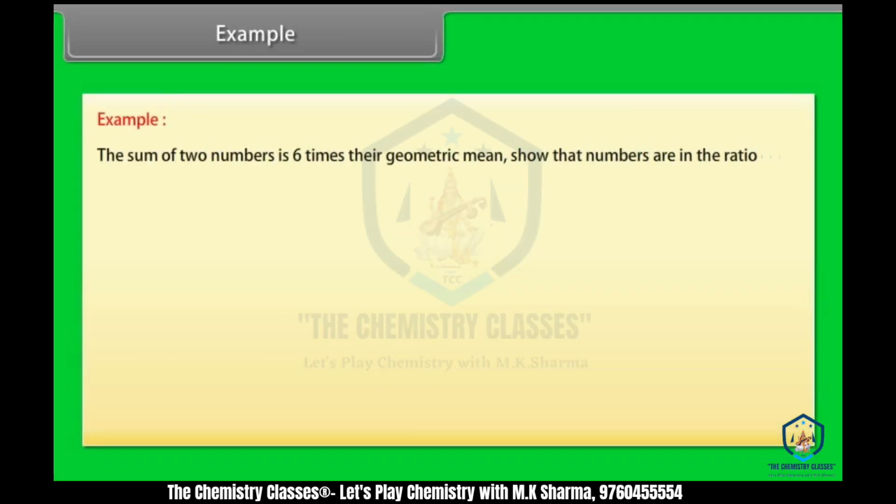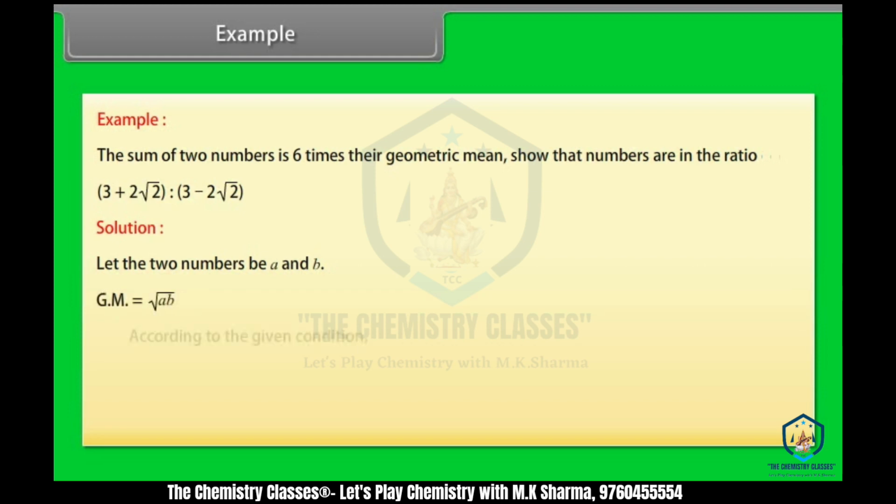Example. The sum of the two numbers is 6 times their geometric mean. Show that numbers are in the ratio. Solution. Let the two numbers be A and B. Geometric mean equals square root of AB. According to the given condition, A plus B is equal to 6 into square root of AB. Let it be equation 1. It implies square of A plus B is equal to 36 into AB.